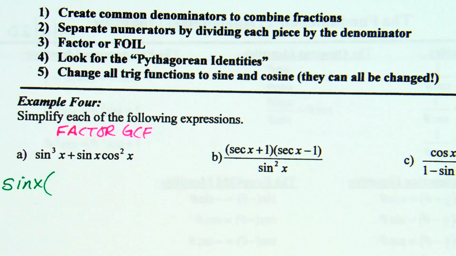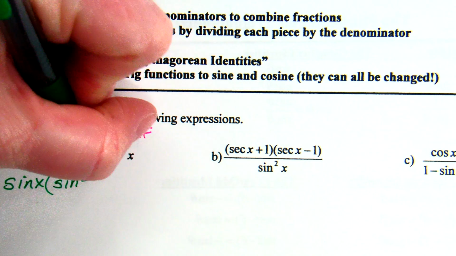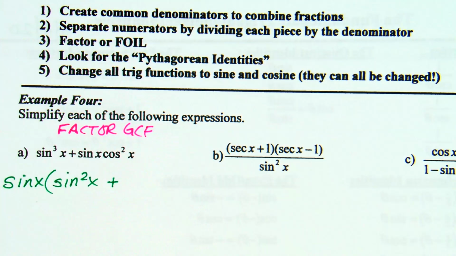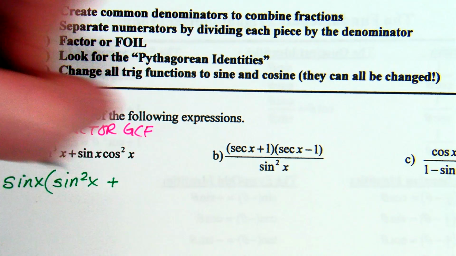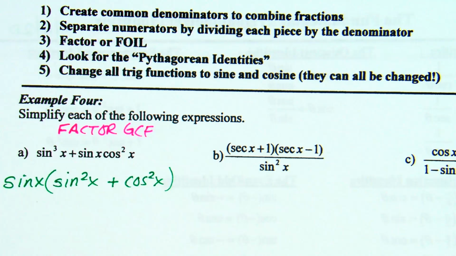If I take sine x and I factor it out of that first term, what is sine cubed x divided by sine x? Sine squared x, plus, if I have sine x cosine squared x and I divide out a sine x, what remains? Cosine squared x. Are we okay with that step? Okay. Now, just taking one step doesn't mean you're done, because in all honesty, is this any simpler? No, I haven't really made it any simpler yet.